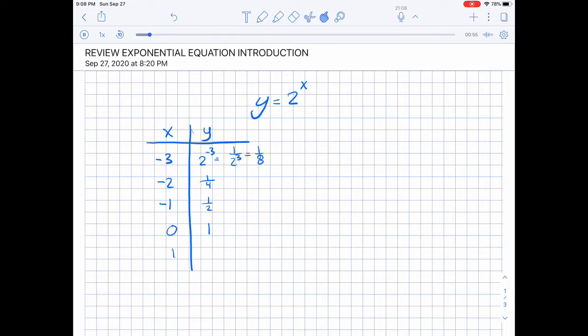An input of 1 would be an output of 2. An input of 2 would be an output of 4. An input of 3 would be an output of 8. Let's go ahead and graph this.